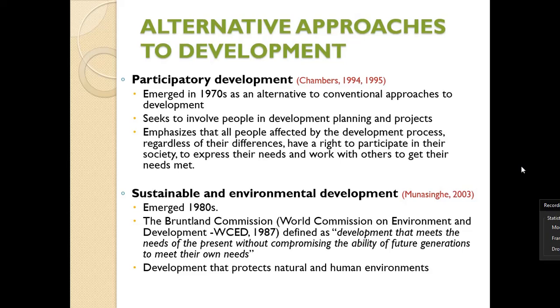So that's what the environmentalists and the champions of sustainable development are looking at: that there should be development that meets the needs of the present without compromising the ability of future generations to meet their own needs. That while we invest and do mining and use the lakes and forests for our own benefit, we should keep in mind that there are future generations coming, and they should also benefit from those resources just as we are benefiting from them. So it looks at development that protects the human and natural environment.